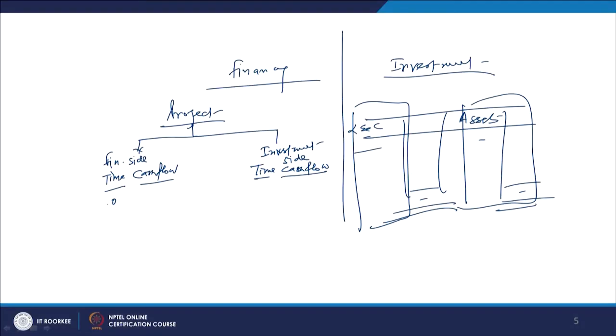That decision is called the financing decision. So in this case, the time we are talking about here is zero. In the zero period, for example, the investment requirement of this project is, say, plus 1000. We require this 1000 rupees as per the investment requirement of this project.